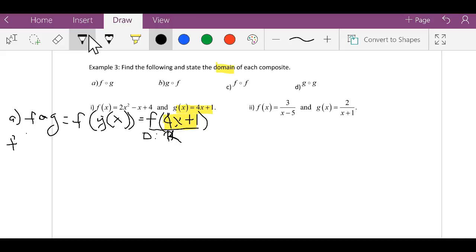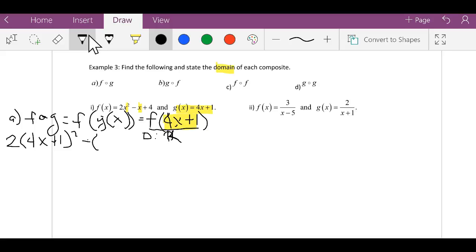So f of, oops, I don't want to do that anymore. I already did that. Okay, so here we go. f of 4x plus 1. I see a 2. That's not an x. I see an x squared right here, see this right here? And there's an x right there. So I'm going to replace those two x's with 4x plus 1. So (4x plus 1) and square it. Okay, and then minus, I see another x.